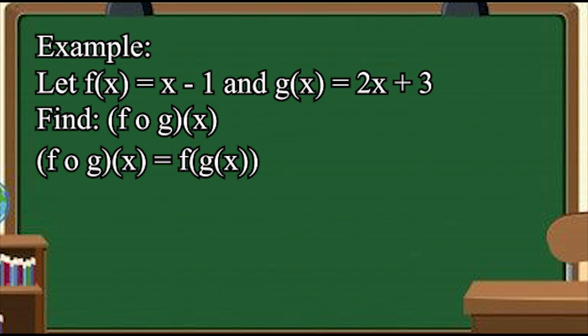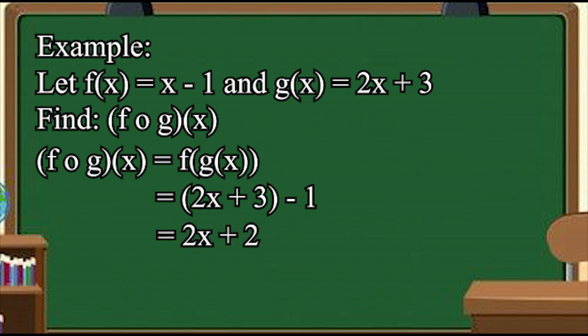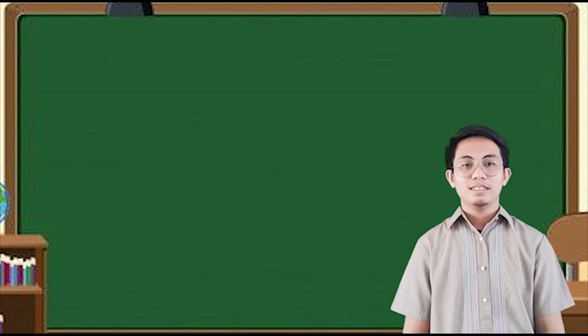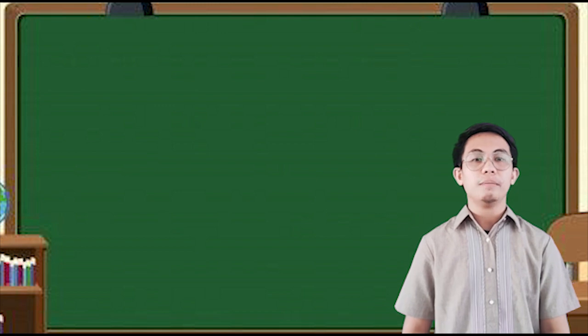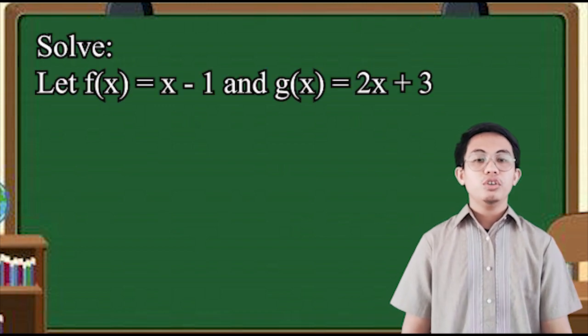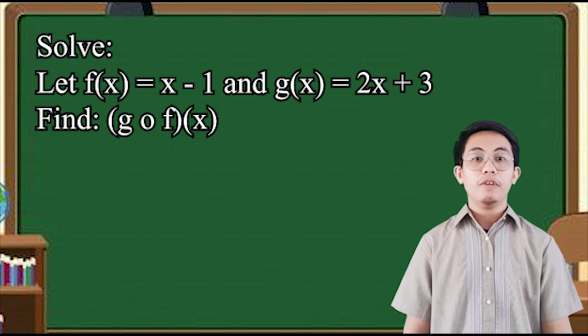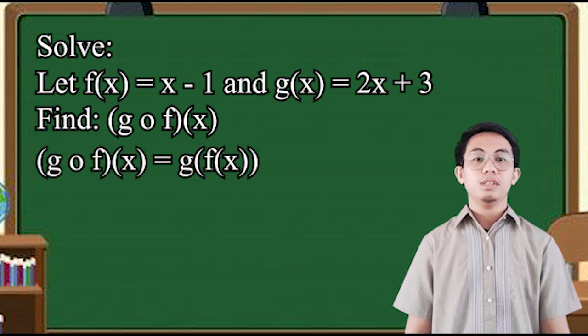So, we will have the expression quantity 2x plus 3 minus 1. We can now simplify it by subtracting the similar terms which are the constants 3 and 1. Copy 2x and then 3 minus 1 is positive 2. Thus, f composition of g of x is equal to 2x plus 2. Getting it right? Now you can try solving composition of functions using the same example. But this time, you need to find g composition of f of x. You have 15 seconds to solve this.